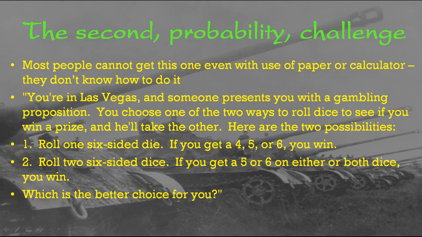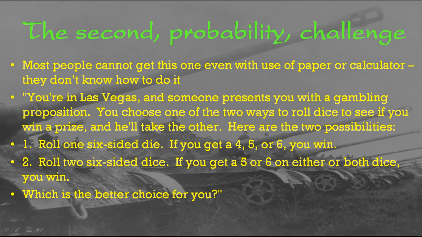Okay, now here's the second one, the probability challenge, which is quite a bit tougher. Most people don't know how to do this. So it's not a matter of doing it in their head, they just don't know how to do it. So, you're in Las Vegas and someone presents you with a gambling proposition. You choose one or two ways to roll 2 dice to see if you win a prize, and he'll pick the other one. Here are the 2 possibilities.